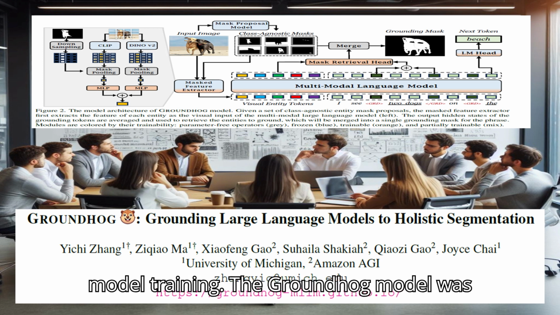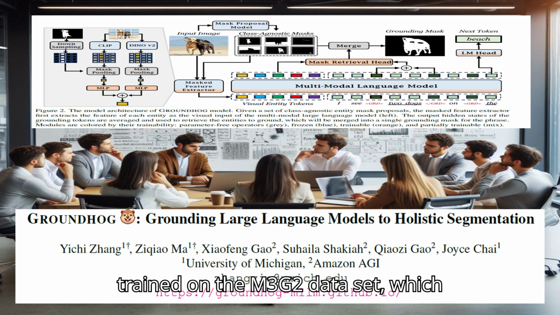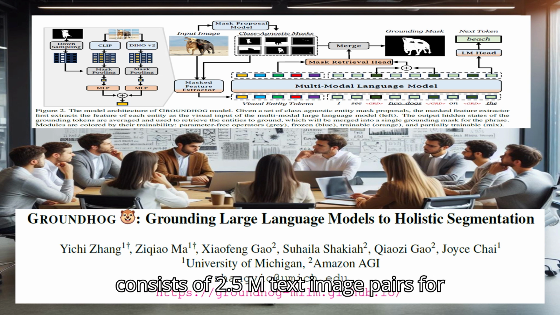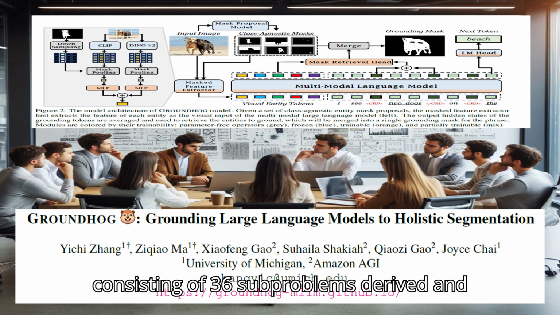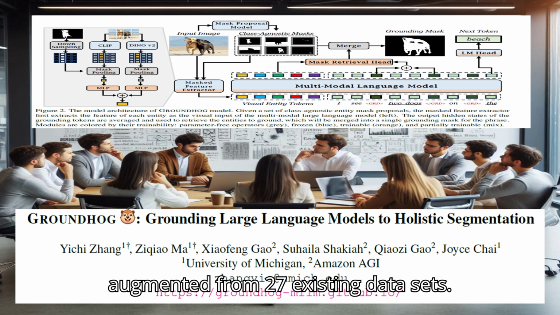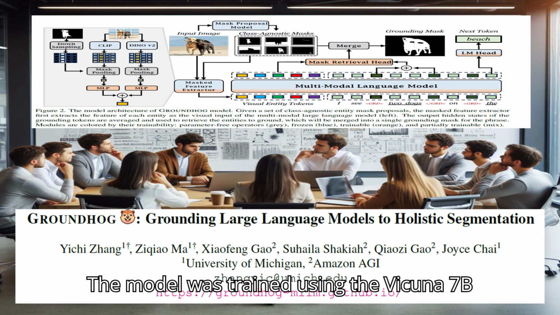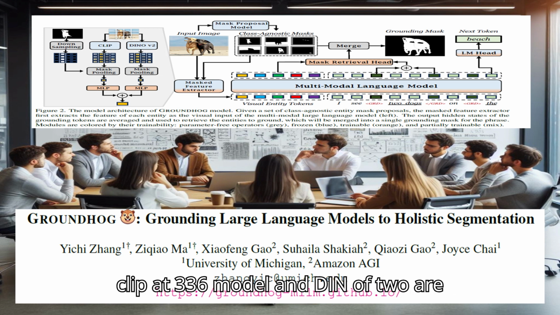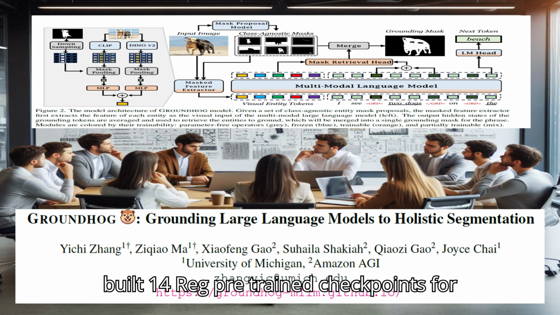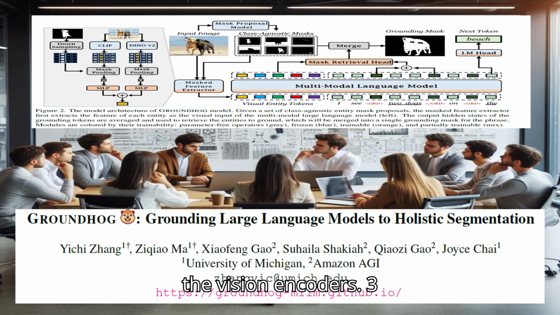2. GROUNDHOG model training. The GROUNDHOG model was trained on the M3G2 dataset, which consists of 2.5M text-image pairs for visually grounded instruction tuning, consisting of 36 subproblems derived and augmented from 27 existing datasets. The model was trained using the Vicuna 7B model as the base LLM, and the OpenAI CLIP-336 model and DINOv2 ViT-L/14 reg pre-trained checkpoints for the vision encoders.